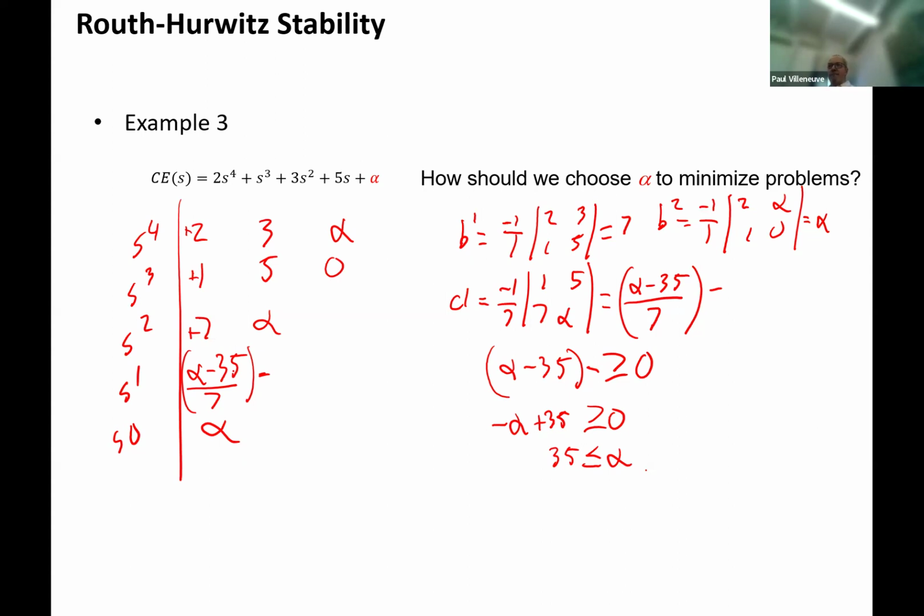When you solve it out, it says that alpha is greater. No, I moved the alpha to the other side, right? Oh yeah, alpha is greater than, oh, that's right. So alpha has to be greater than 35. So what happened here?